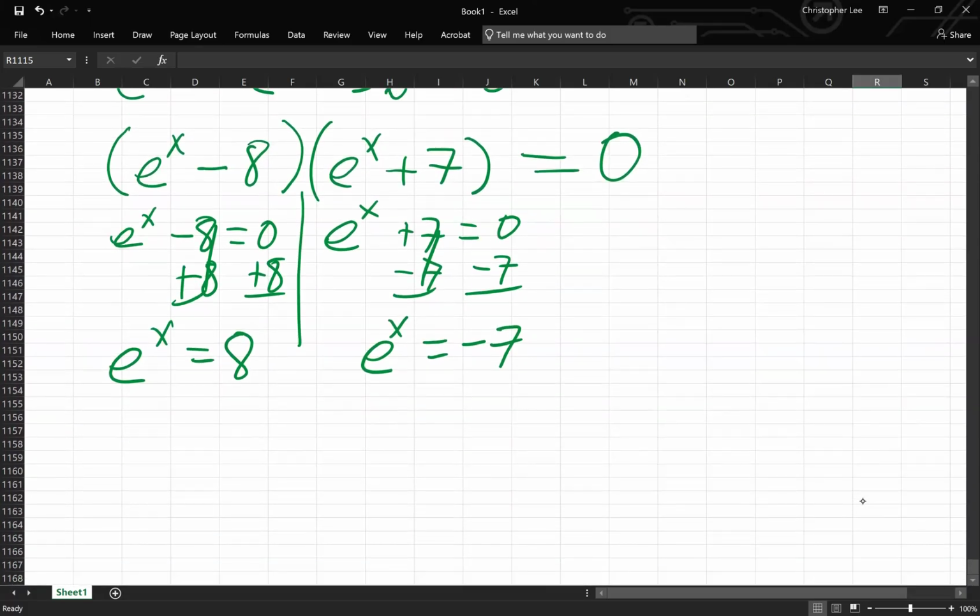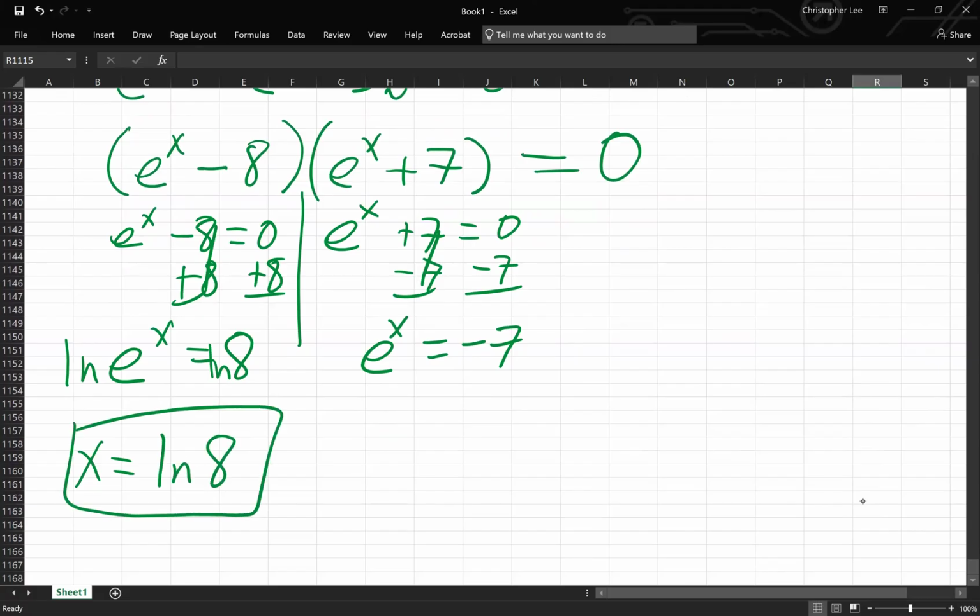However, here's the problem that I have here. You see when I ln this side, no problem. x equals ln 8. Good to go, right? Well, with the other side, there's no solution, right? So this is an extraneous solution. Because it equals -7, it's impossible. So we just have x equals ln 8. That's it. Any questions? Okay.